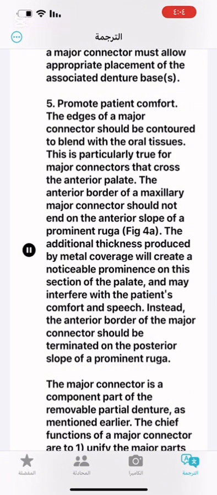6. Cover no more tissue than is absolutely necessary. 7. Do not contribute to retention or trapping of food particles. 8. Have support from other elements of the framework to minimize rotation tendencies in function. 9. Contribute to the support of the prosthesis.